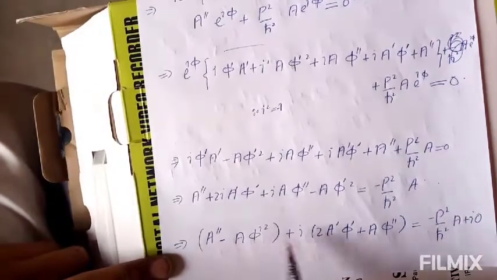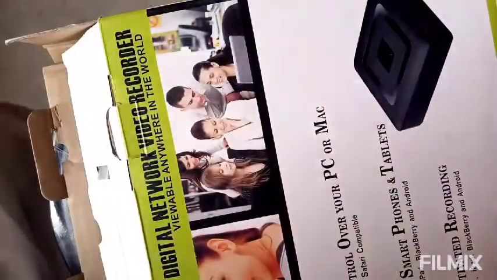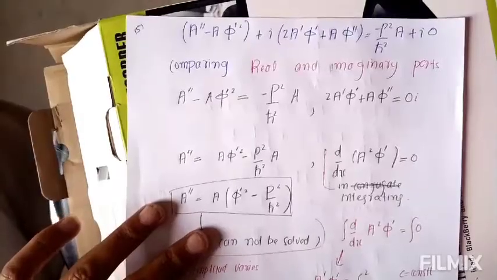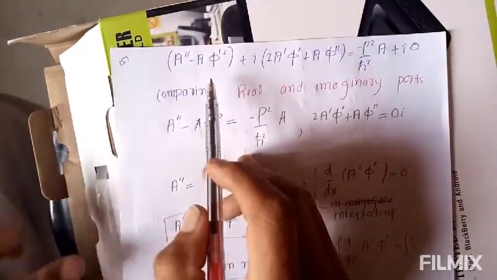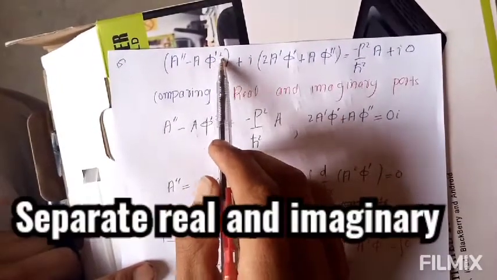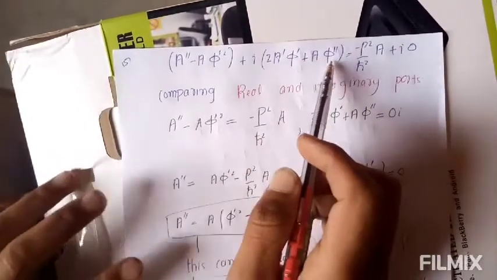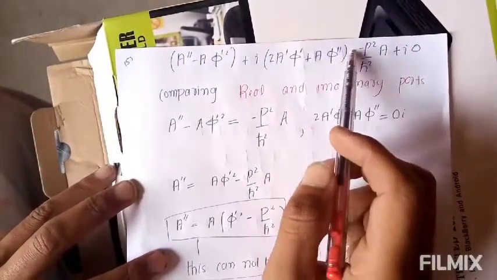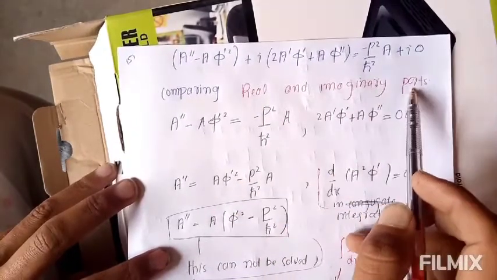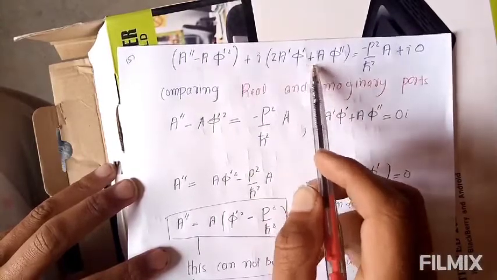So it is a real. By comparison, we will do this one. Now compare the equation numbers, these three equations. Now compare the real and imaginary parts. A double dash minus a phi dash square plus iota into 2 a dash phi dash plus a phi double dash is equal to minus p square over h cut square into a plus iota 0. Comparing real and imaginary parts, this is the real and this is the imaginary part.